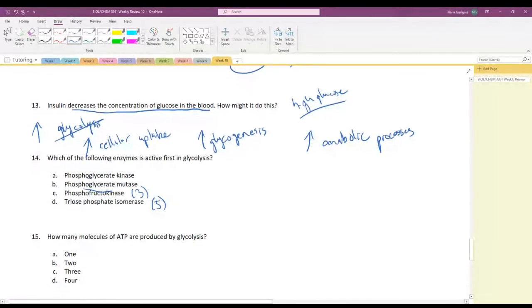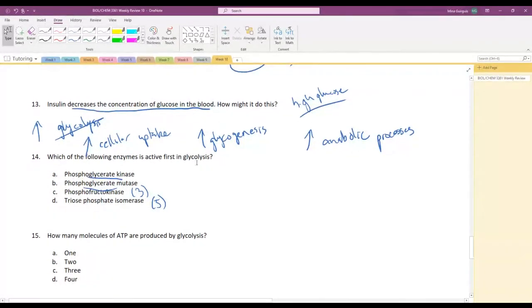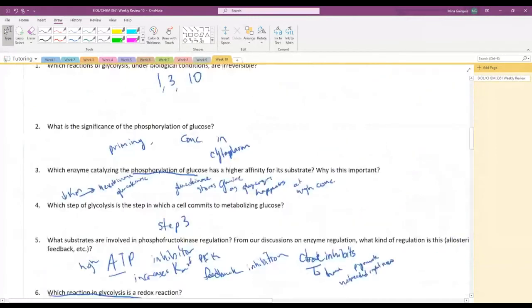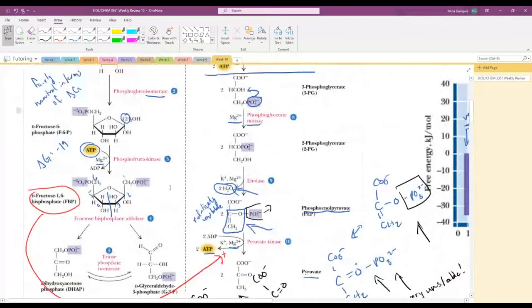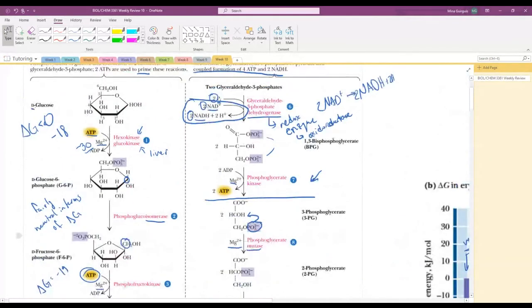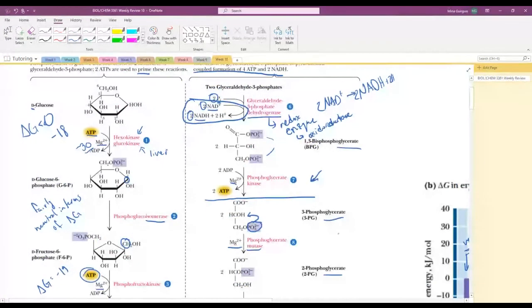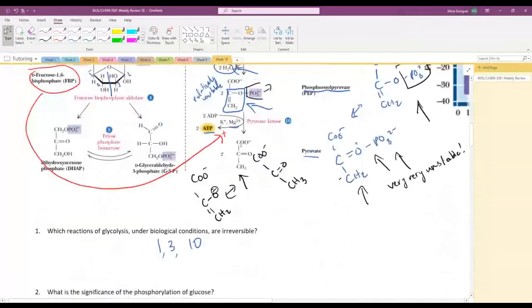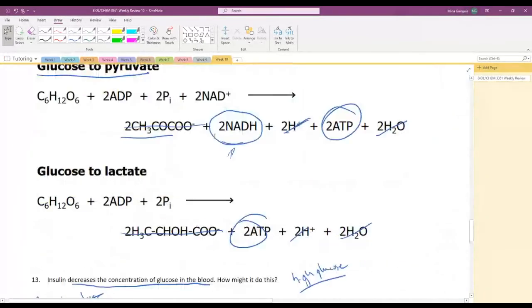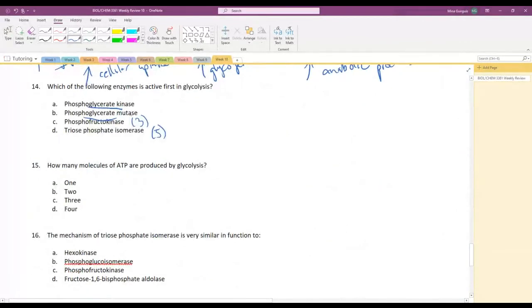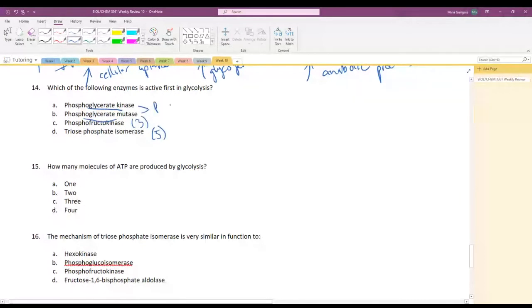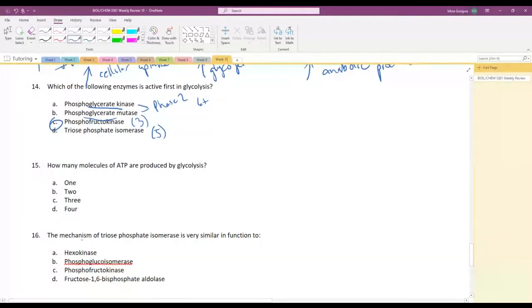Phosphoglycerate mutase and phosphoglycerate kinase, we don't get a glycerate until phase 2. Right? We're dealing with glucose and fructose up until through phase 1. We get our glycerates in phase 2, okay? So the name of the enzyme and the name of the product can also help us out. Because of that, I know that these two are in phase 2, which means they're 6+. So phosphofructokinase is the first enzyme active in glycolysis of these choices, okay?